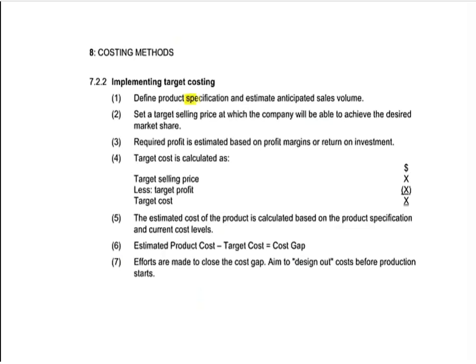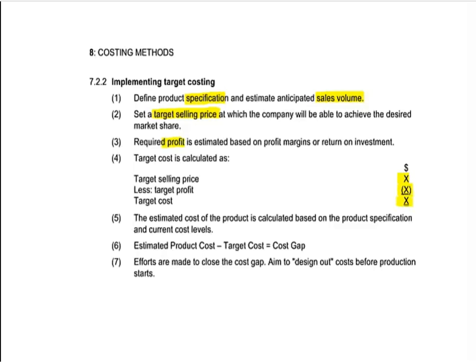And we start off by thinking about the characteristics of the product. So what specifications do we need and what sales volume is that going to result in? The company then will set a selling price which is then going to enable them to achieve that volume. And then we're going to think about how much profit has to be earned per unit based on the required profit margins or the return on investment of the company. And we see that formula then of selling price less profit equals target cost.